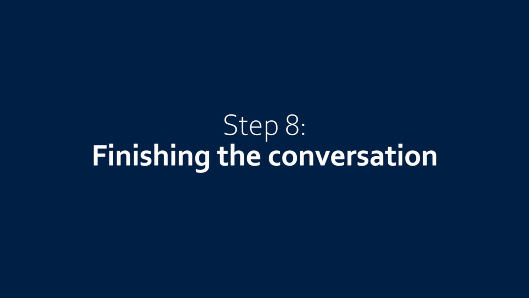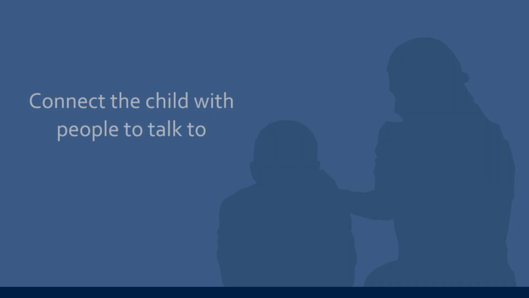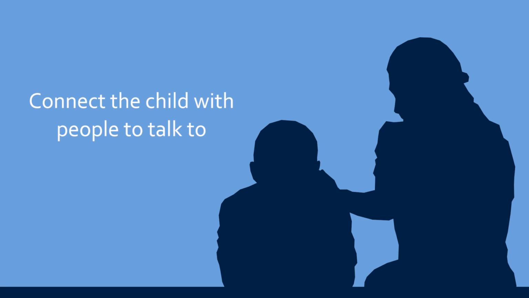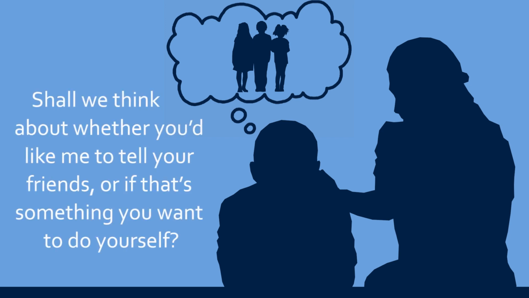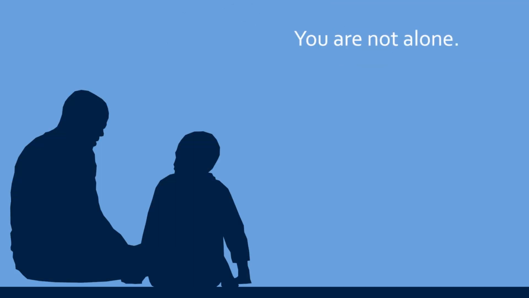Step 8. Finishing the conversation. It can be helpful for children to have somebody to talk to from outside of the family. Children may also need help telling their friends about what has happened. Shall we think about whether you'd like me to tell your friends, or is that something you want to do yourself? Reassure them they will not have to manage this alone.